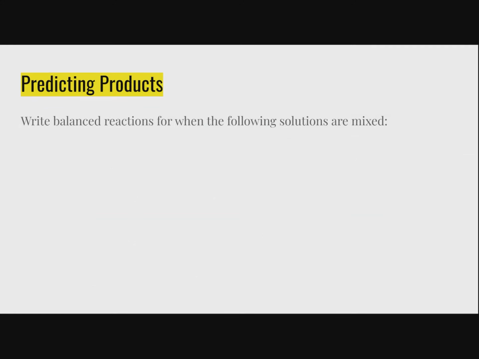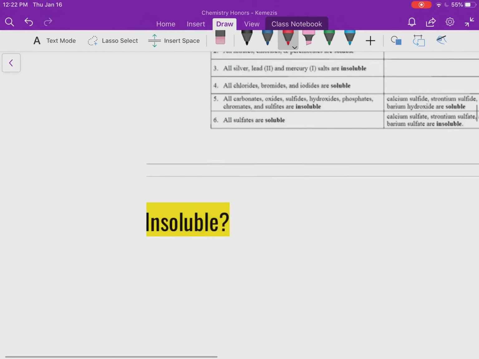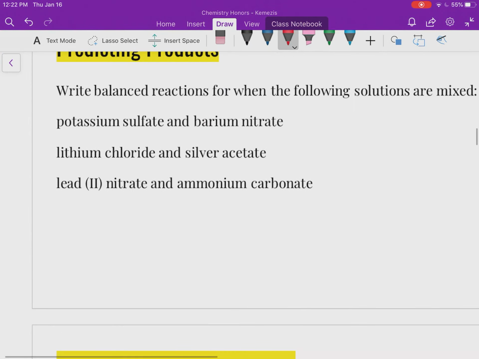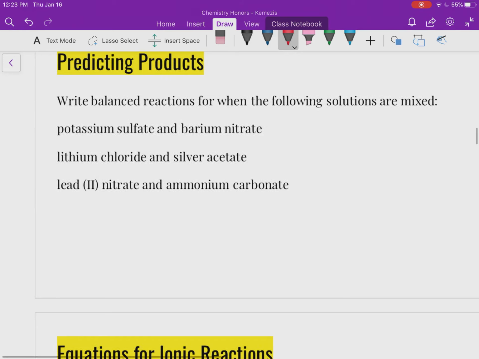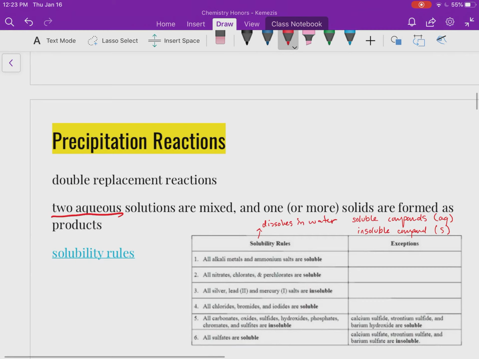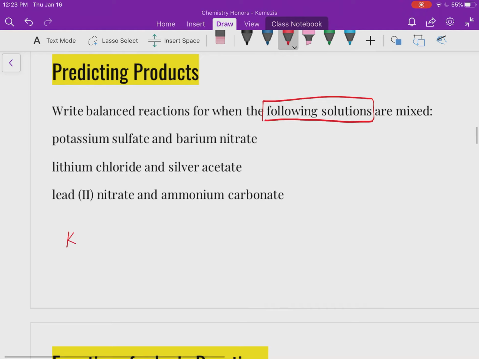We're going to work on predicting products here. What we're going to do is write balanced reactions for the following solutions when they are mixed. Write balanced reactions for the following: potassium sulfate reacting with barium nitrate. So here we're given the reactants, and we're also given the state of matter of the reactants, because by definition, these reactions are when 2 aqueous solutions are mixed. So we're going to say that potassium sulfate, K2SO4, because it has to be neutral, is going to react with barium nitrate.